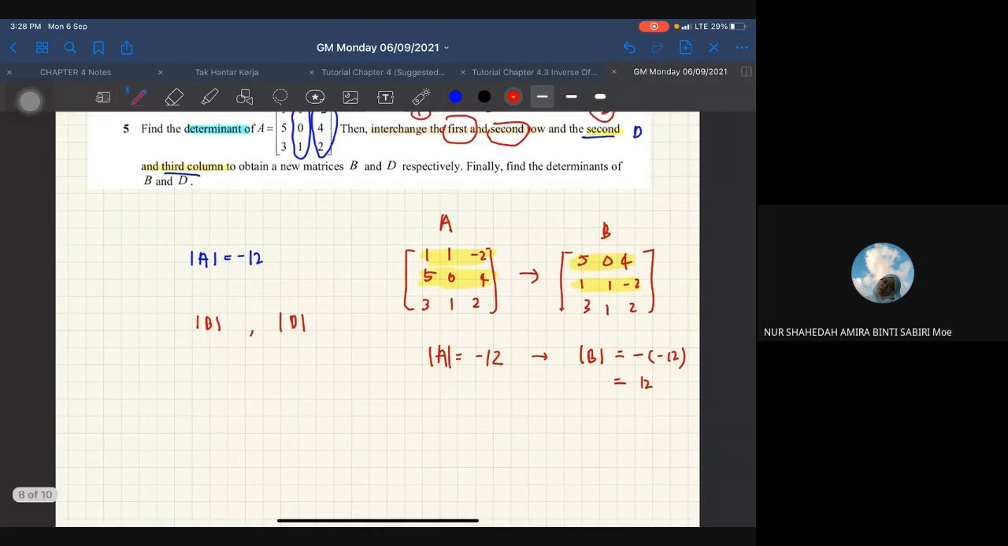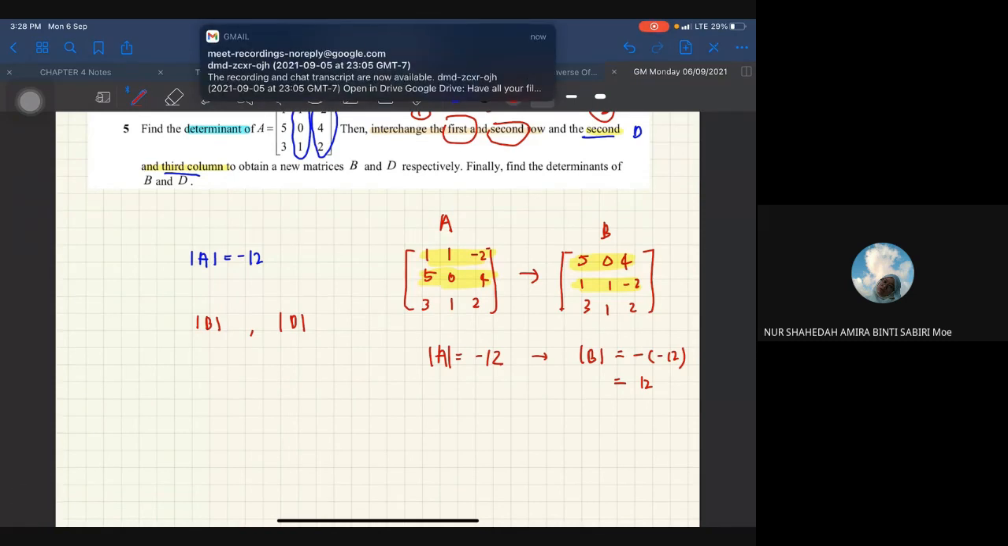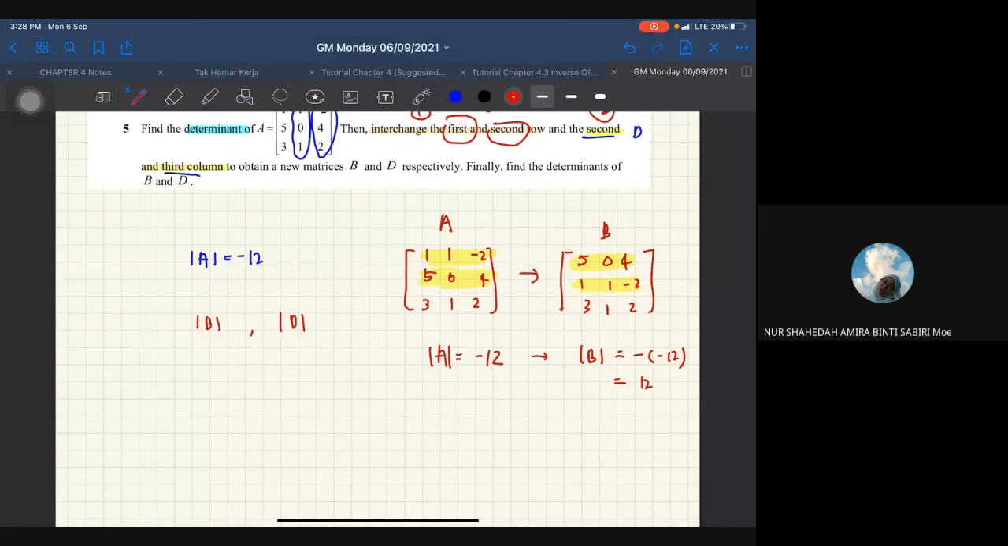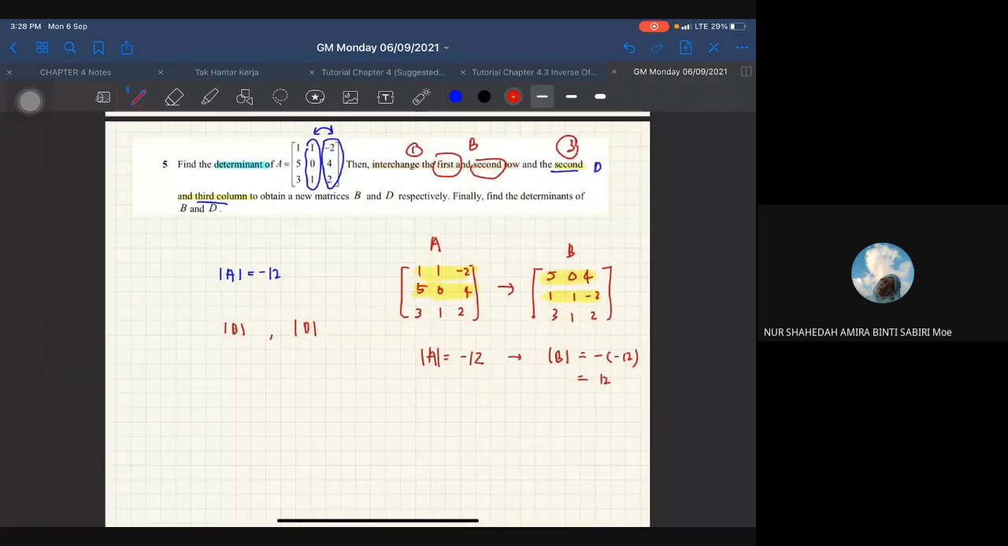Okay, so maksudnya properties ni dia applicable bila awak change rows ataupun awak change column. Bila dua row bertukar ataupun bila dua column bertukar, the determinant just tambah negative sign sahaja. So for this question, tak perlu lagi untuk awak kira determinant tu satu-satu, sebab untuk B dengan D tu awak dah tahu, awak guna property saja.